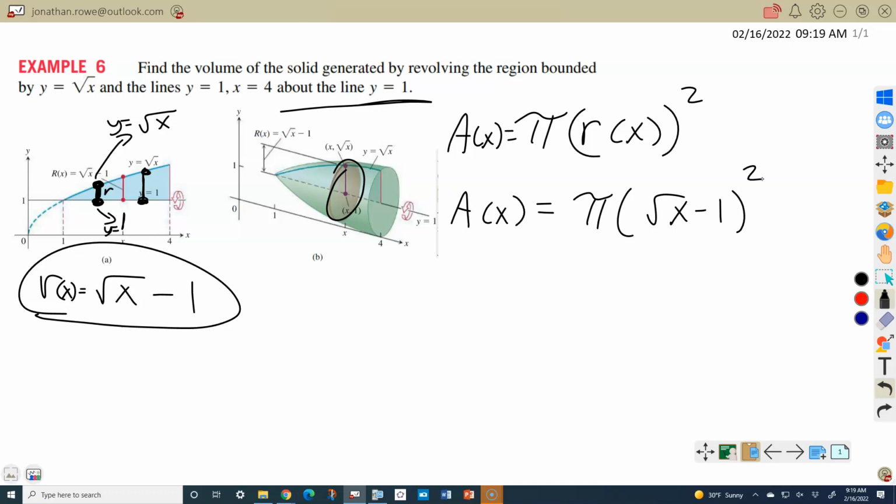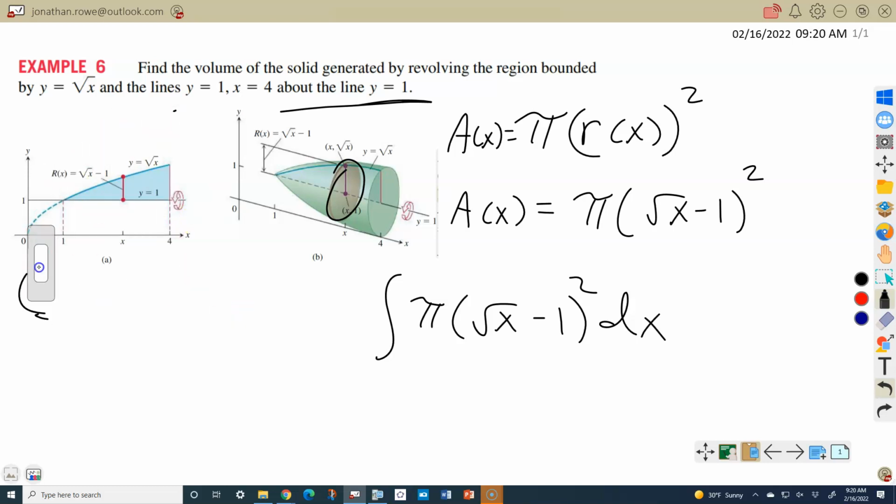Next, I know that I'm integrating that. But what am I missing? What else do I need to be able to do that? The limits of integration. I'm missing the limits. So what are the limits of integration? In other words, where down the x-axis is that radius marching from and to for that region?